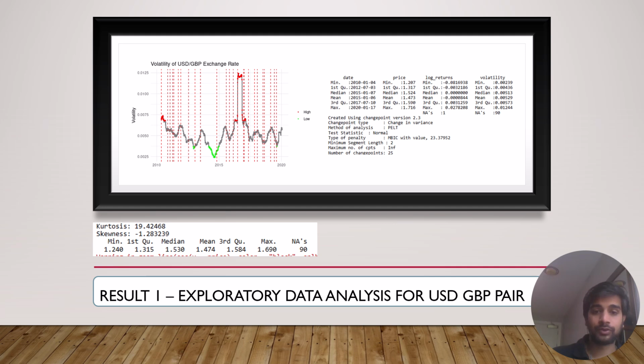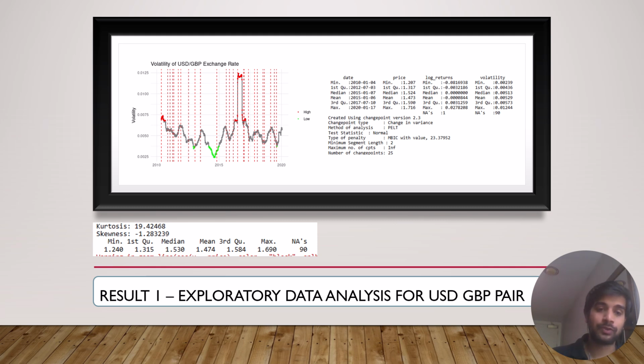So here we found the result of the exploratory data analysis. As you can see, there are some spikes present with the red dotted. That is due to the Brexit event that happened around 2016. So the volatility is quite high during that time between the USD and the GBP pair.